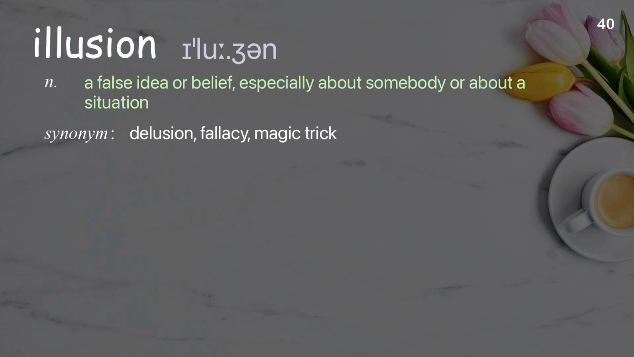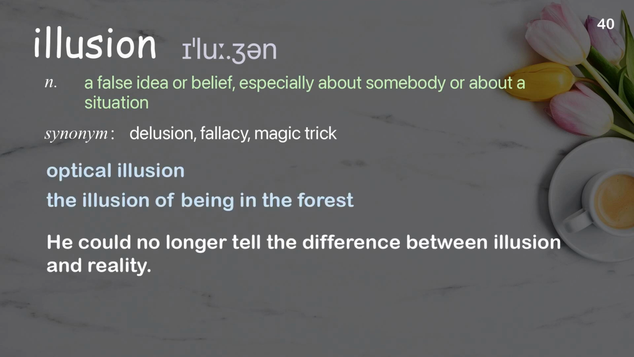Illusion. A false idea or belief, especially about somebody or about a situation. Examples: Optical illusion. Illusion of being in a forest. He could no longer tell the difference between illusion and reality.